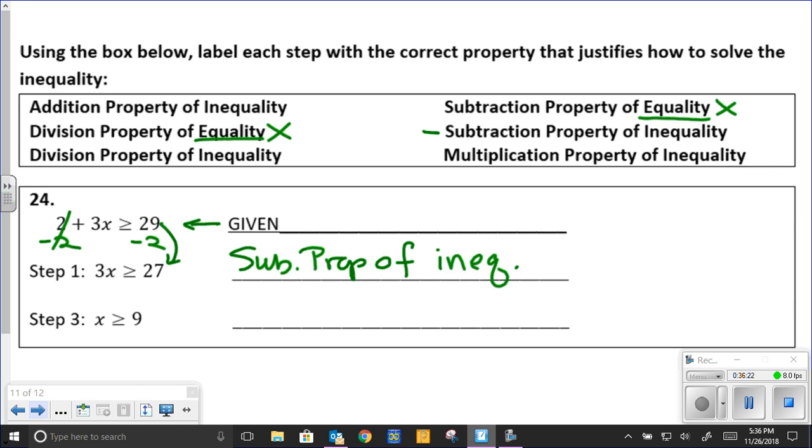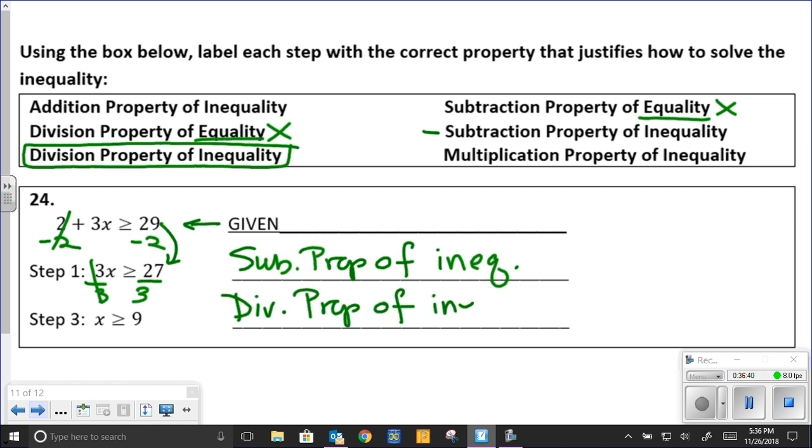Now, what do we do to both sides here? We're going to divide by 3. And when we divide, we get x is greater than or equal to 9. And so again, it wasn't division property of equality, it's the division property of inequality. So division property of inequality. All right, so that is your review. Again, make sure you're studying, make sure you are understanding all of it, and good luck on your test.